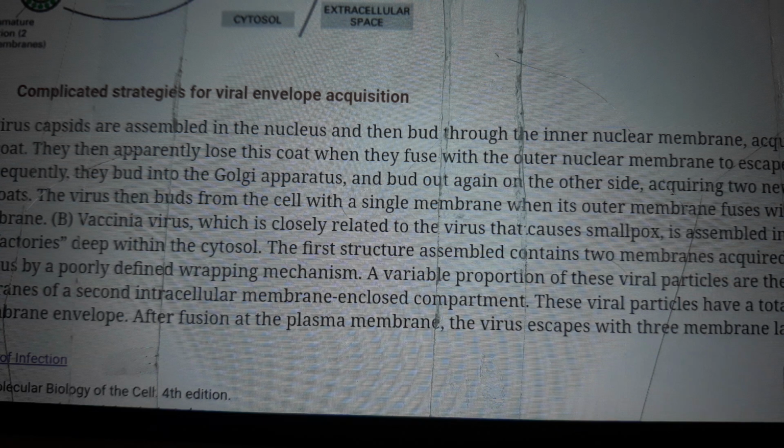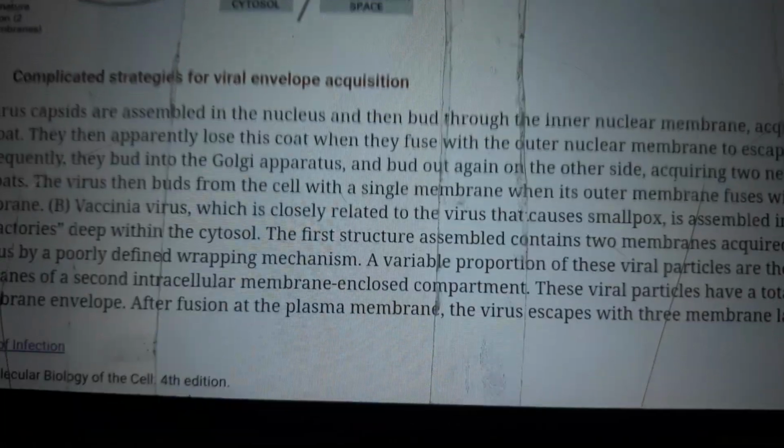Vaccinia virus, which is closely related to the virus that causes smallpox, is assembled in replication factories deep within the cytosol. The first structure assembled contains two membranes acquired from the Golgi apparatus by a poorly defined wrapping mechanism. A variable proportion of these viral particles are then engulfed by the membranes of a second intracellular membrane-enclosed compartment. These viral particles have a total of 4 layers of membrane envelope. After fusion with the plasma membrane, the virus escapes with 3 layers.